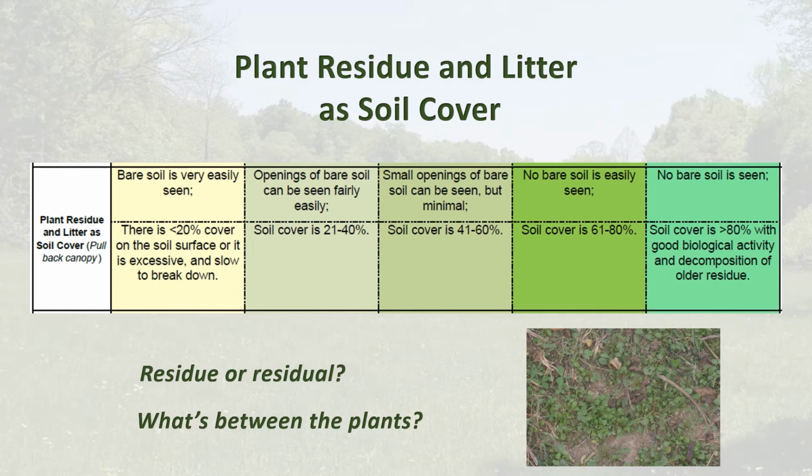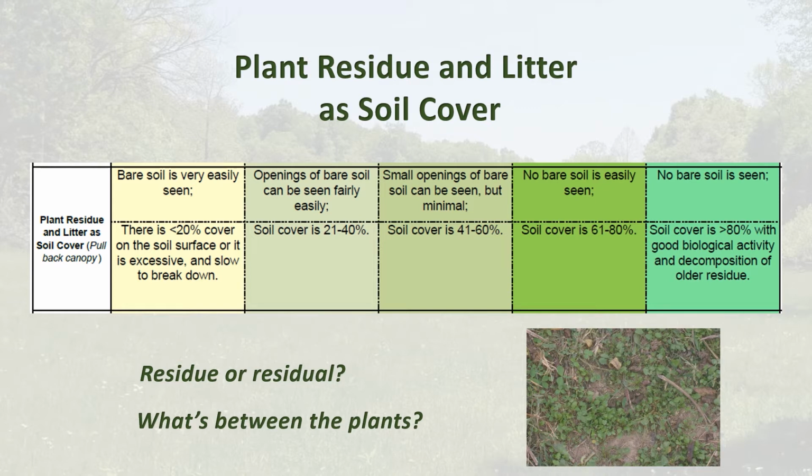Residue is dead plant material in various stages of decay, and litter is the uppermost layer, including freshly fallen or slightly decomposed material. For this indicator, it should be thought to be primarily what is on the soil surface, not standing dead plant material, which is part of the live plant cover indicator.